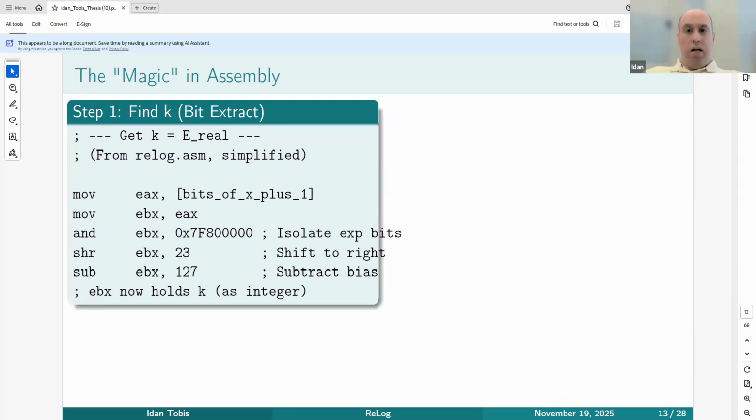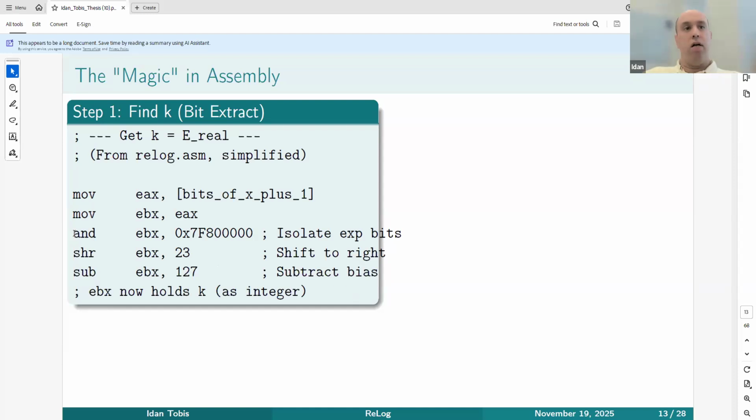So again, I was not able to do that in C because C does not allow you to look at floating point representations as if they were integers. So I needed to go back maybe 25 or so years to try to remember how to do these things in assembly, but eventually the code looks like this. So we're doing 2 steps. The first step is to find k.